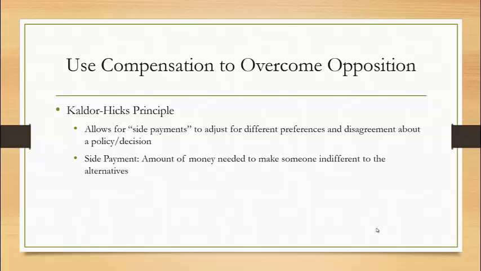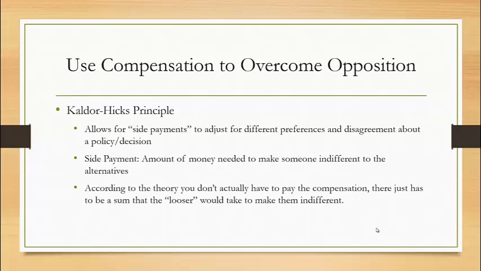You can, and the idea is that you're going to pay off those people because people don't want to lose their home, but you're going to pay them enough that they can be okay with that solution, right? Because they're incurring the costs of actually having their house torn down. But the government gives them a benefit, quote unquote, of paying for their home, right? Maybe giving a little more than market value. So according to the theory, though, you don't actually have to pay the compensation. There just has to be a sum that the loser would take to make them indifferent.